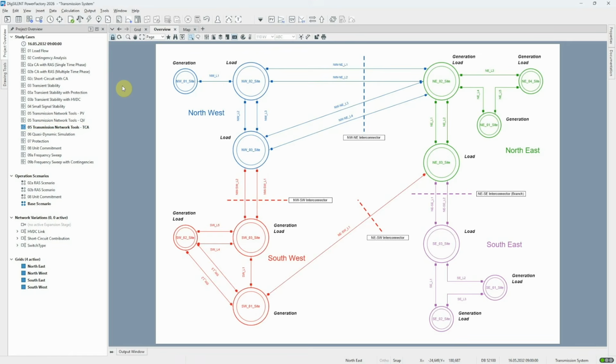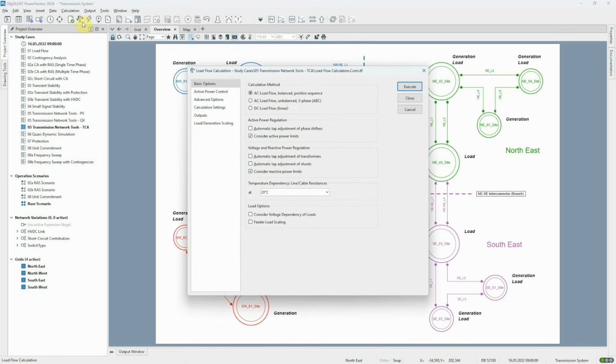Transfer capacity analysis is used to determine the maximum feasible power flow between two parts of a network by scaling demand or generation in opposite directions in the two parts. Load flow calculations are executed at each step until the critical point is reached. Let's first run a load flow to see the initial state of the network.